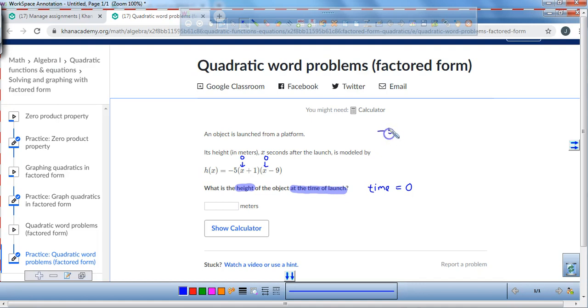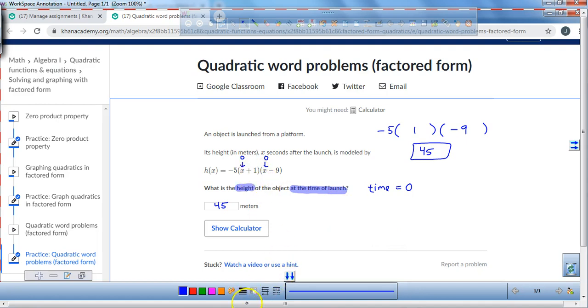You do -5, open up parentheses, 0 plus 1 is 1. 0 minus 9 is -9. Then we multiply everything together. -5 times -9 is a total of 45. And so we would say it was 45 meters high on the platform at the time of launch.